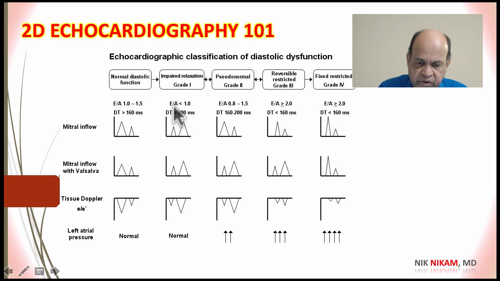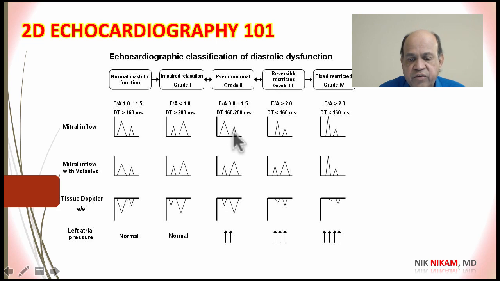So the E to A ratio is going to be reversed, but as the diastolic function gets worse, there is pseudo normalization of the E to A ratio, which would look almost normal, but in reality it will be a more advanced case than an early stage of impaired left ventricular relaxation like here.